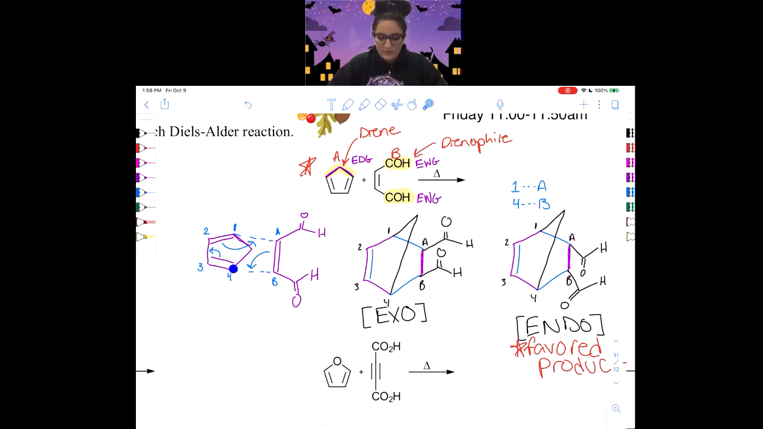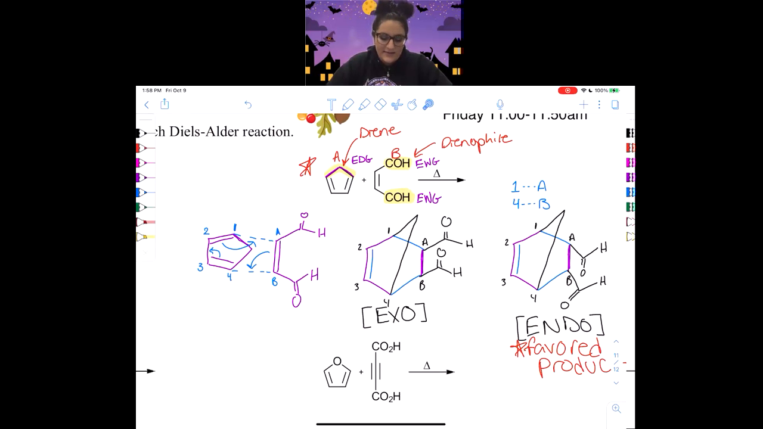So my screen is frozen. I don't know if it looks frozen to you guys, but okay, here we go. So we have the diene, which has this basic 4-carbon structure, and our dienophile, which has this 2-carbon basic structure. So that's what I drew in here in purple.